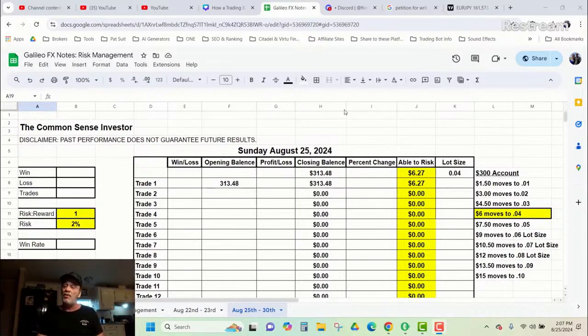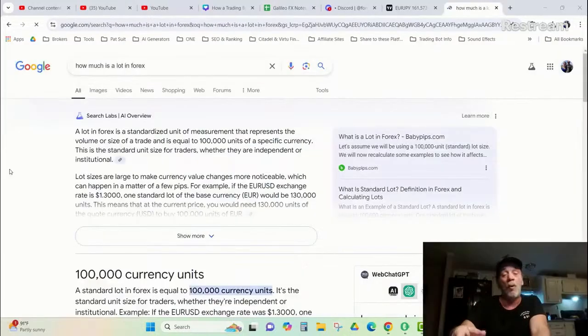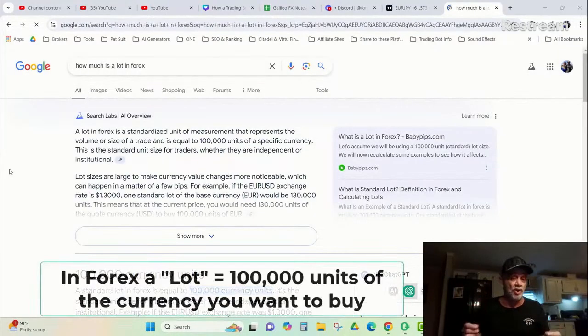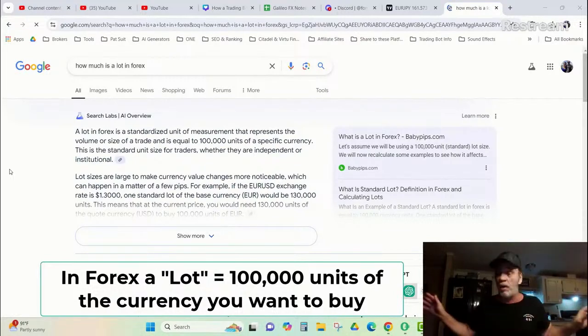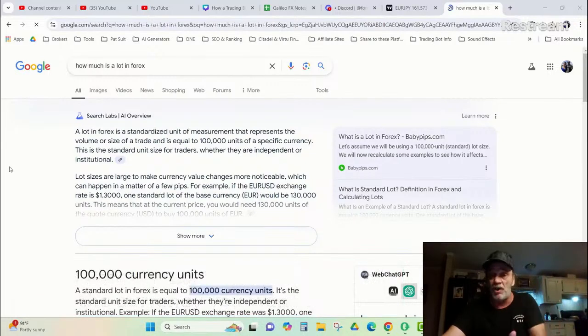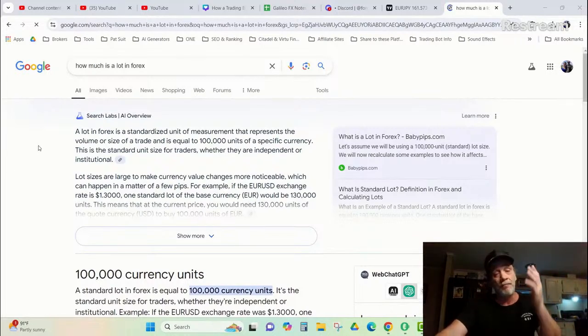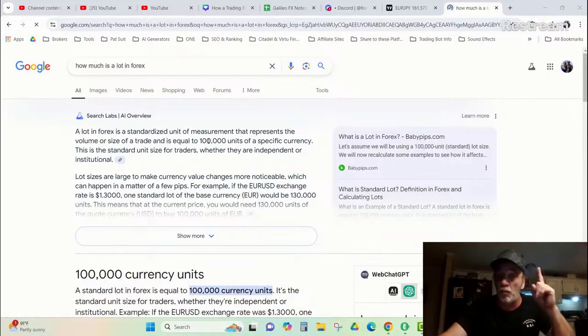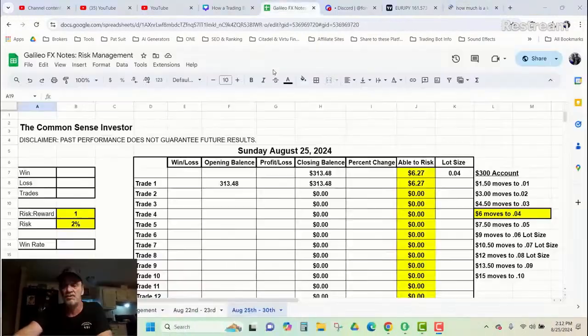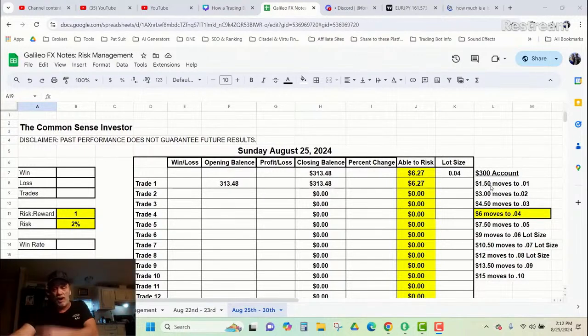I'm not going to go into an explanation about what lot sizes are. It's very simple. In stocks, you know a lot is 100 shares. Over here, a lot equals 100,000 units of whatever currency you're trying to buy. So a lot over here is 100,000, and a lot in the stock market is 100. You don't have to buy 100,000 units or one lot. You can break it down into 0.01 lots, 0.02 lots. This is how much of the currency you're wanting to buy.